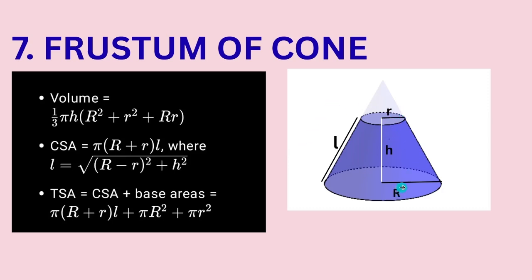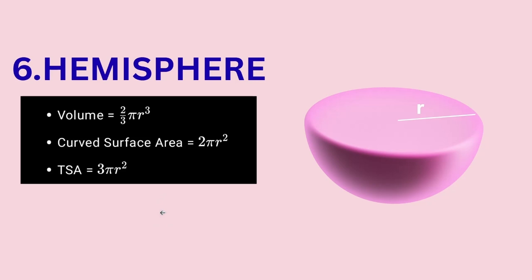And for the curved surface area, we simply have the formula pi r l, and here we add this r as well as this r, so pi times (R plus r) times l. To find the slant height, we use the Pythagoras formula, where we take the big circle radius minus the small circle radius, square it, and add it to the height square. Then to find the total surface area, we have this curved surface area plus the bases, and we have two bases here, this small circle base and this big circle base. So pi (R plus r) into l, plus pi R square plus pi r square.